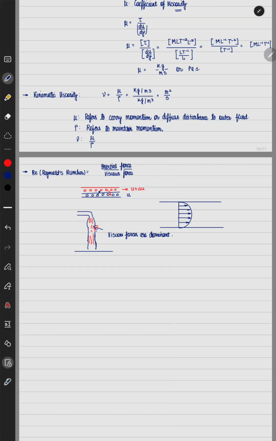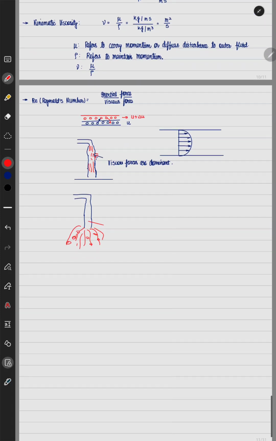And you might have seen the example, if the flow is flowing very fast, and you introduce some kind of disturbance by using your hand or your finger, the flow becomes very shaky and very chaotic, and everywhere it splashes out. So this is the example where inertial forces are more dominant.